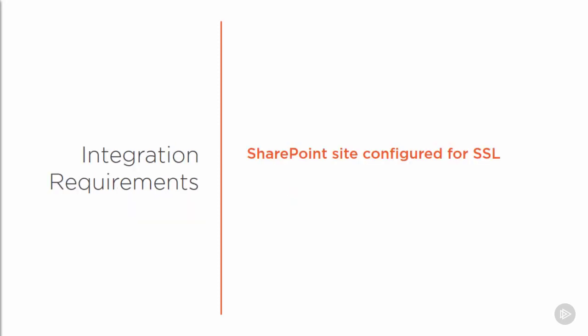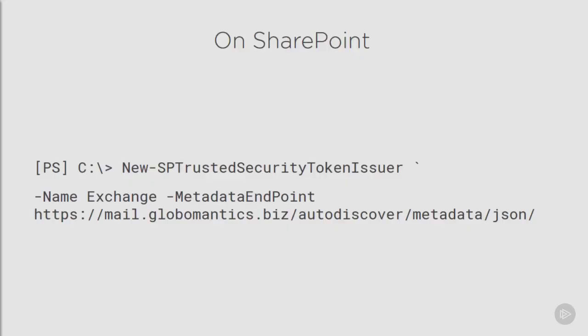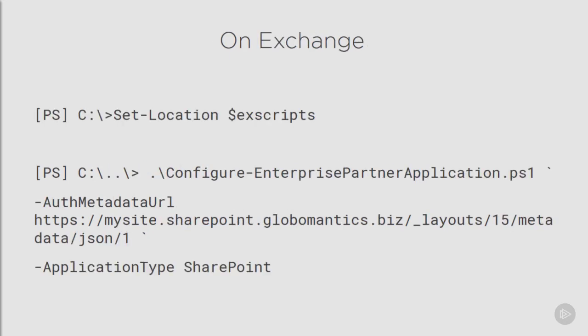The requirements for integration are that the SharePoint site must be configured to use SSL, and the SharePoint servers need to have the Exchange Web Services Managed API installed as well. On the SharePoint server, the New-SPTrustedSecurityTokenIssuer command needs to be run to configure SharePoint for the Autodiscover URL on Exchange. On the Exchange server, a script is provided for configuring a SharePoint URL as an enterprise partner application. In the real world, you'd obviously just look up the documentation for those steps and not need to remember them, but it's just something to keep in mind in case you see any exam questions about this.